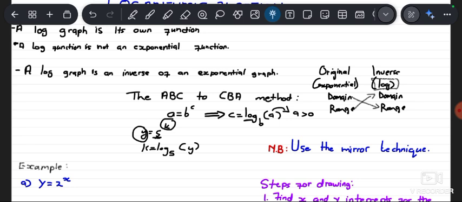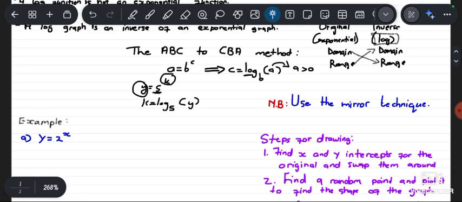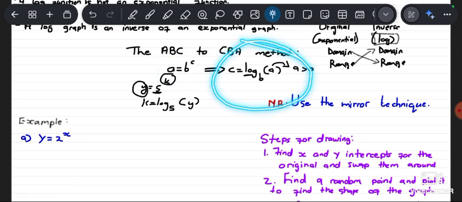The mirror technique says that if we have the original, we're just going to take everything of the original and swap it around, which will now make it belong to the inverse. So that is the mirror technique. Even with the coordinates, you can calculate the coordinates using the exponential, then you swap them around, and they'll give you the coordinates of the log graph.